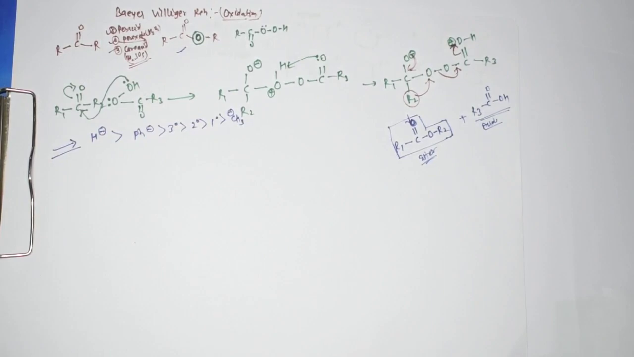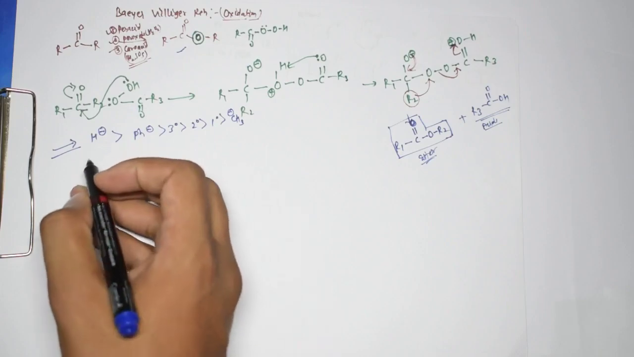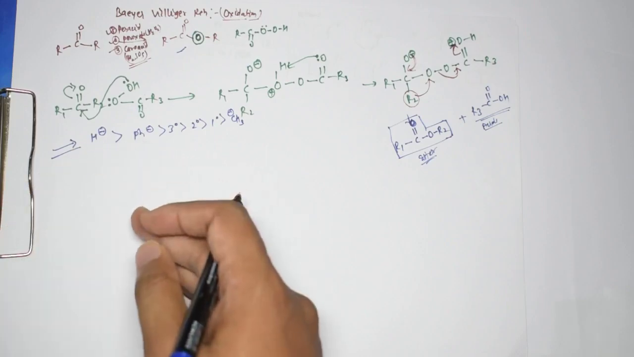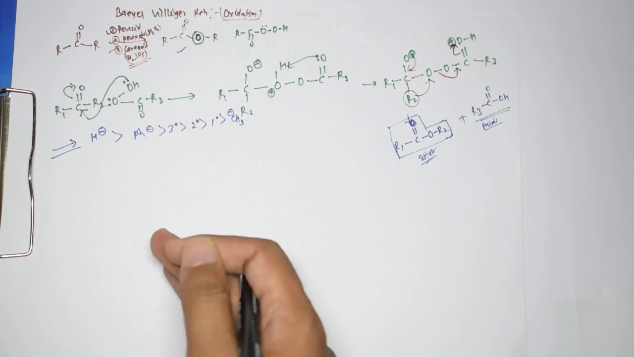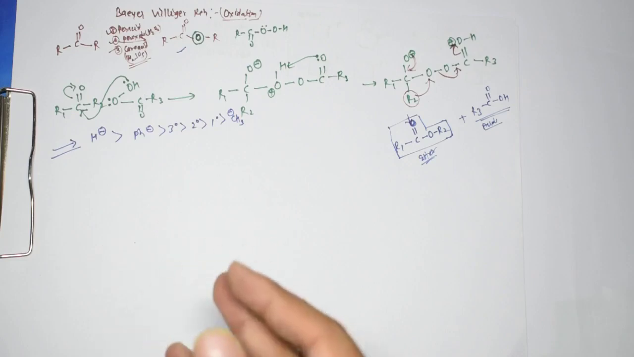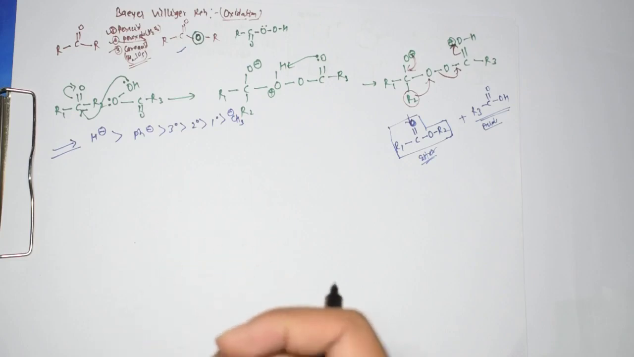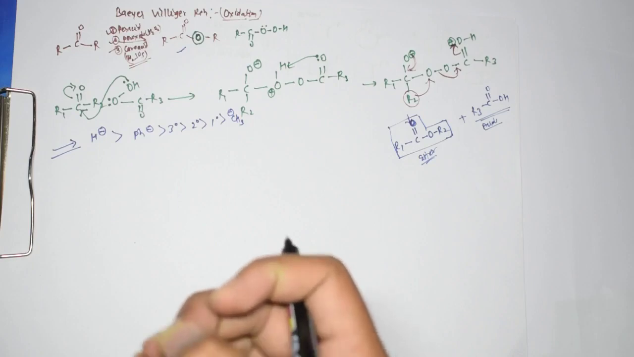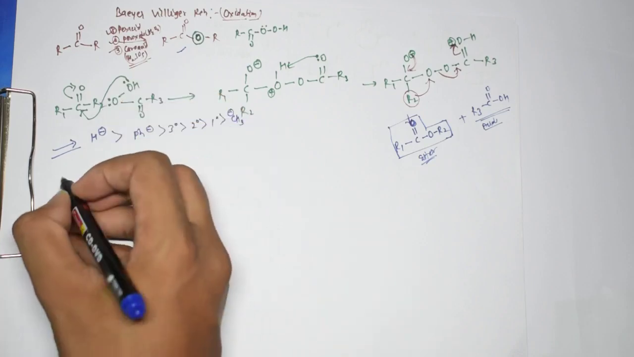Now, in the next step we are going to see some examples of this Baeyer Villiger oxidation reaction. Let us take one example, and using that example we are going to find out the trick for how we can write this reaction within just 10 seconds. So, first of all let us take one example.